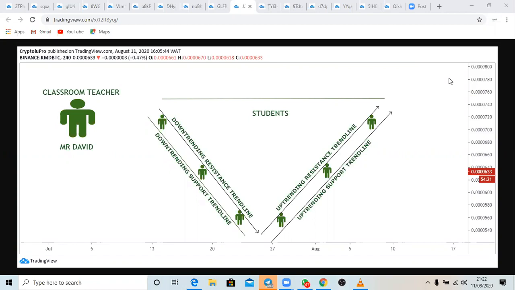Okay, let me go again. Now, when this fourth student broke out, let's assume that the fourth student came back to that line to retest it. It came back to that line just to come and test it. So that is what is called a retest. Did I explain it very well? Let me know.